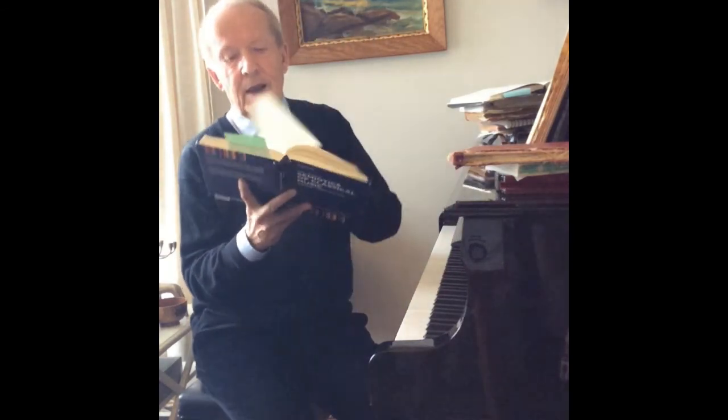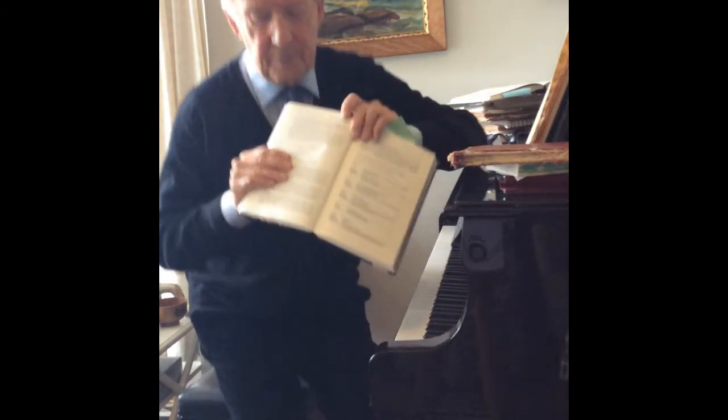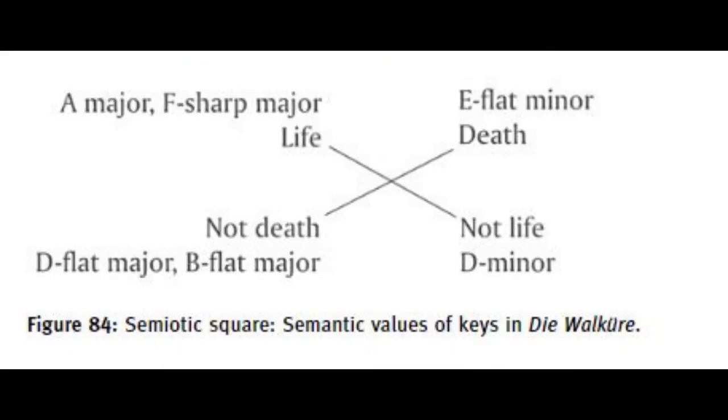And so we have this scheme, and then we can arrange the main tonalities, the keys which appear in this long scene, according to this semantic square, namely that the tonalities of life are A major and F sharp major, whereas death is always E flat minor. And then the not death, the tonality of Valhalla, is D flat major and B flat major, and the tonality of not life is D minor. So we have here this kind of semiotic square in which we have these elements.